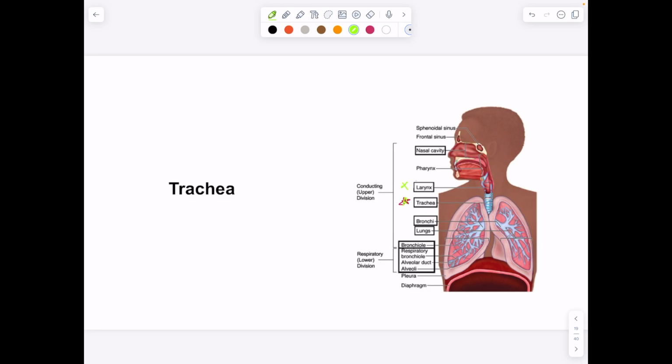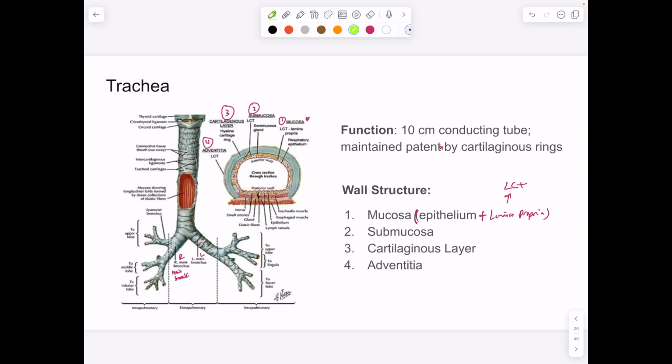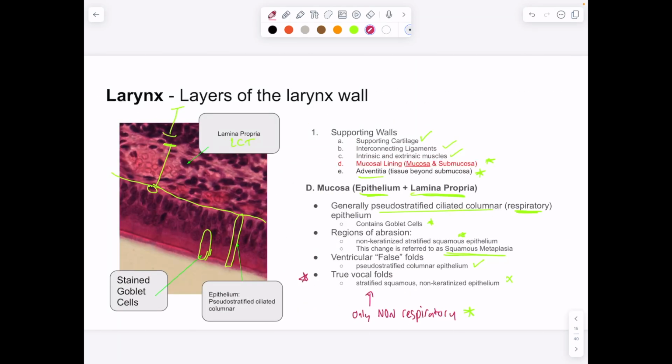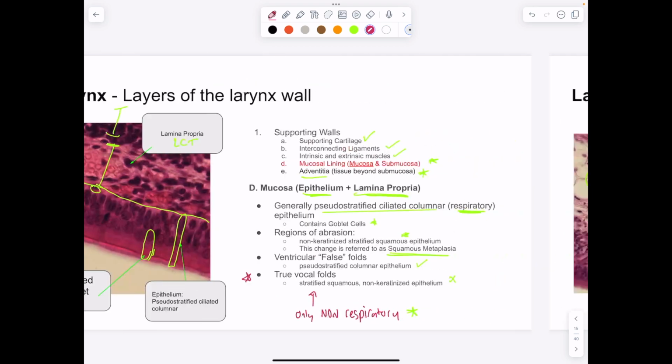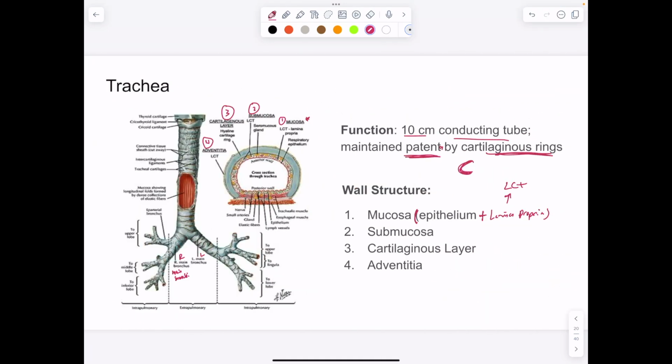The bottom of the larynx is the trachea, and the trachea extends to our left and right bronchi, which go into the lungs. All right, so our trachea is a 10-centimeter conducting tube, aka just means air goes through it, and it maintains patency with cartilaginous rings, C-rings overall. Remember, we said that the cricoid ring in the larynx was the one ring that is actually a ring. Everyone else for cartilage is going to be a C shape, not a complete circle.